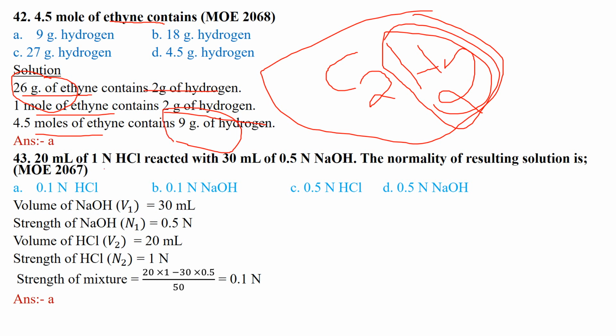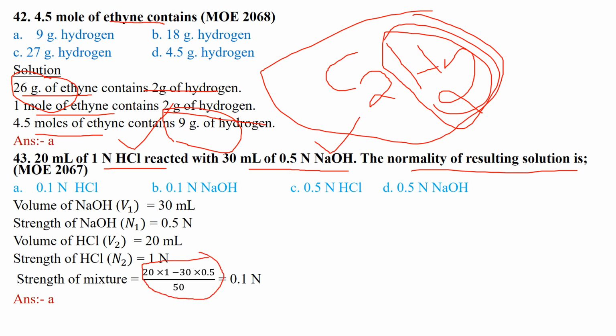20 ml of 1 N HCl reacted with 30 ml of 0.5 N NaOH. We have to calculate the normality of the resulting solution. Remember, one is acid and another is base, right? So here is the calculation of strength of mixtures.